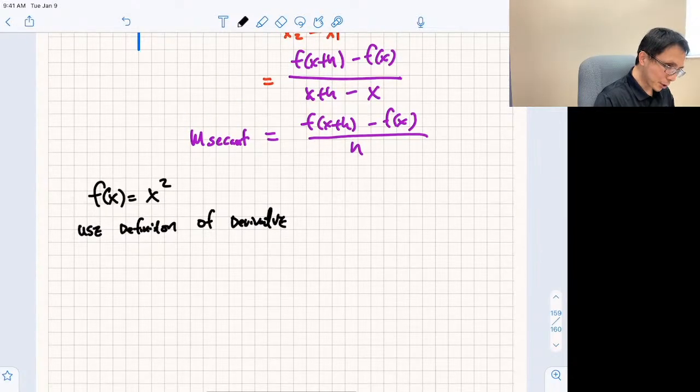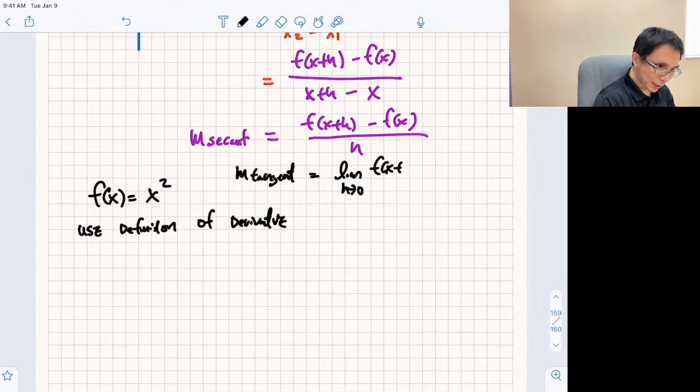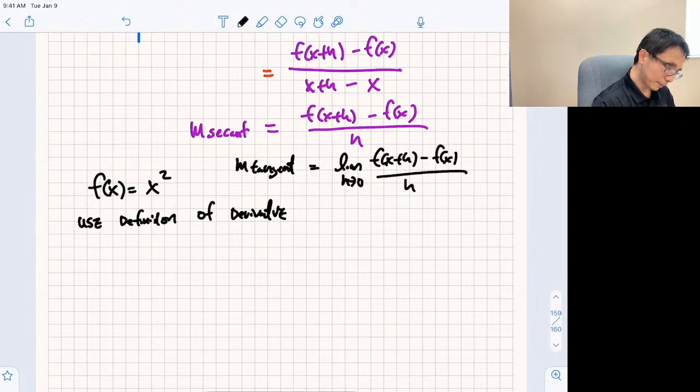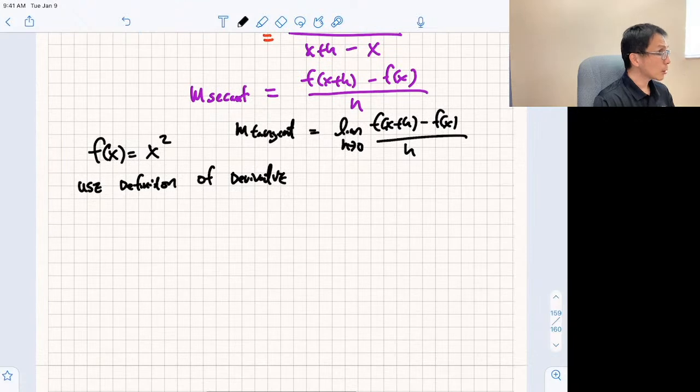And what is the definition of derivative? The slope of the tangent, m of tangent, is equal to the limit as h approaches 0. That's the only difference. f of x plus h minus f of x over h. So what's m of tangent? We call it m of tangent. The slope of the tangent is called f prime. Do you see that prime? That prime is called derivative.